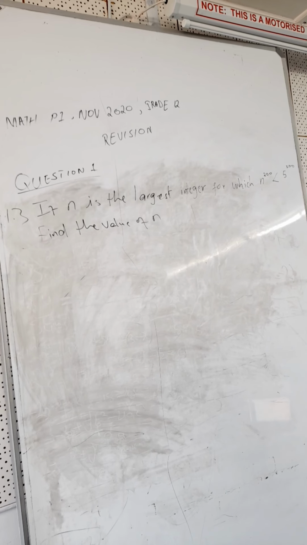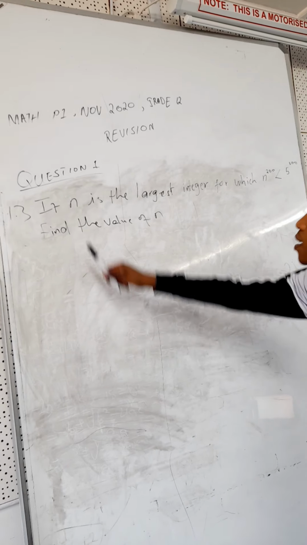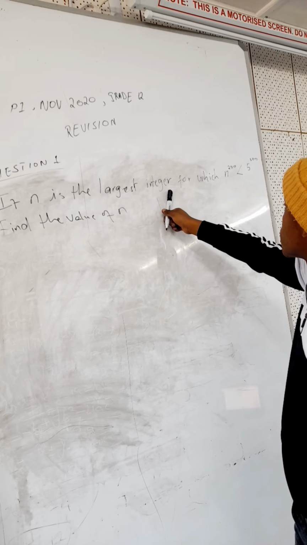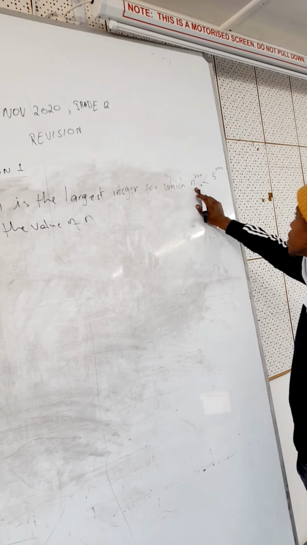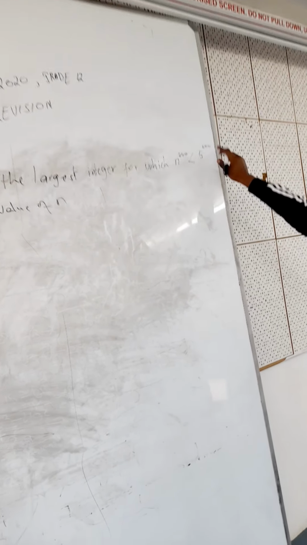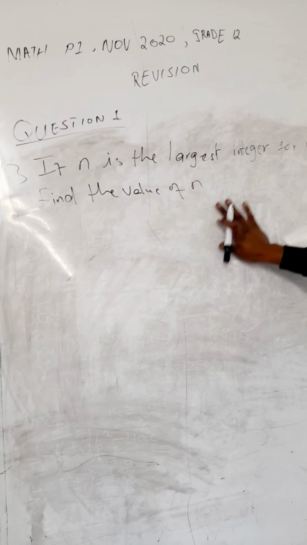The last problem on question 1. If n is the largest integer for which n to the power of 200 is less than 5 to the power of 300, find the value of n.